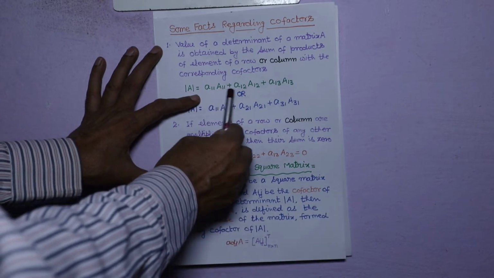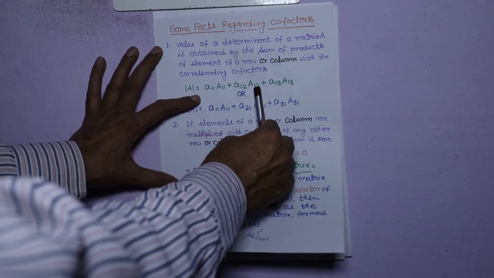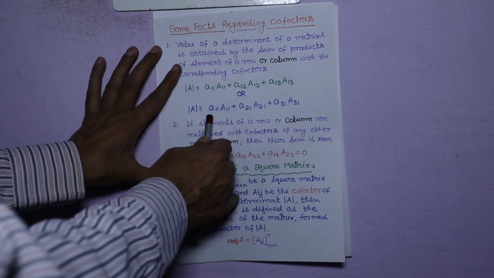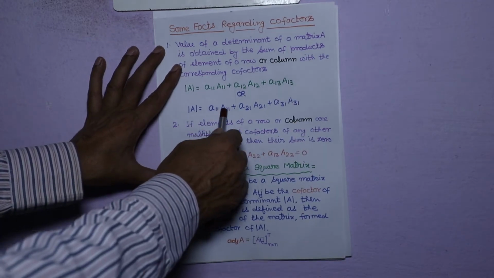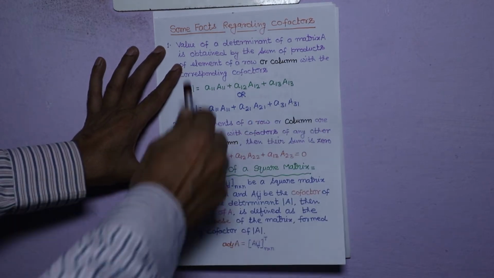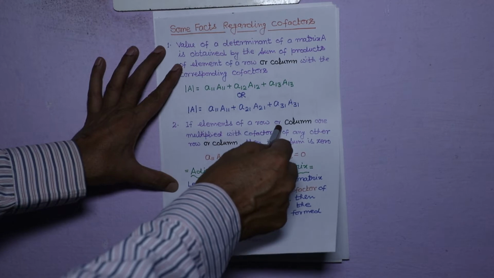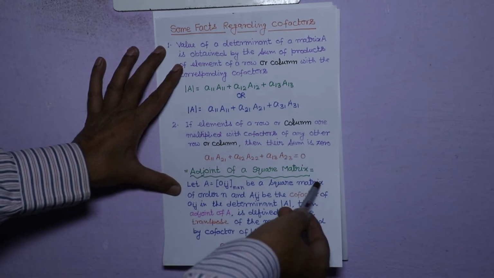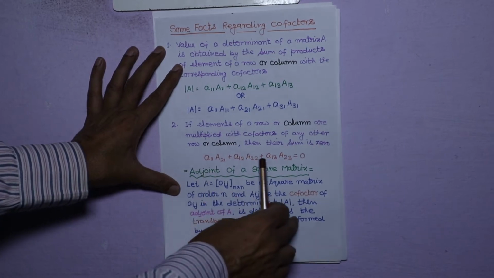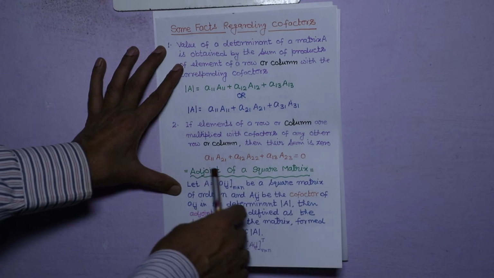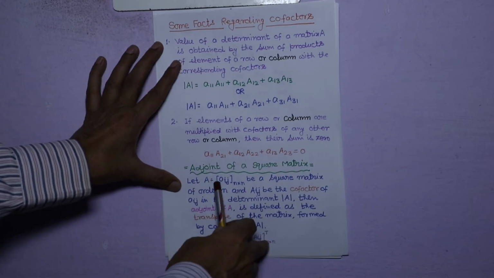That is, a11 A11, a12 A12, a13 A13, or along a column, a11 A11, a21 A21, a31 A31. And if the elements of a row or column are multiplied with the cofactors of another row or another column, then the value of the determinant is always 0. This is very important and very helpful.